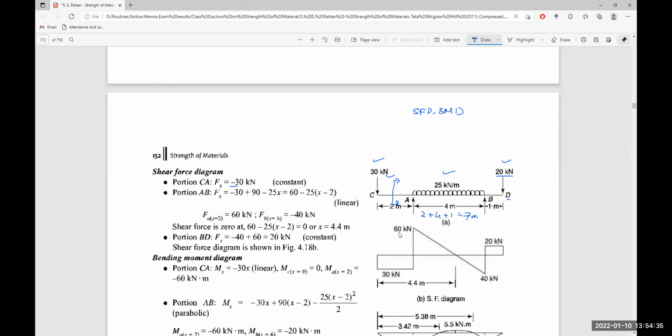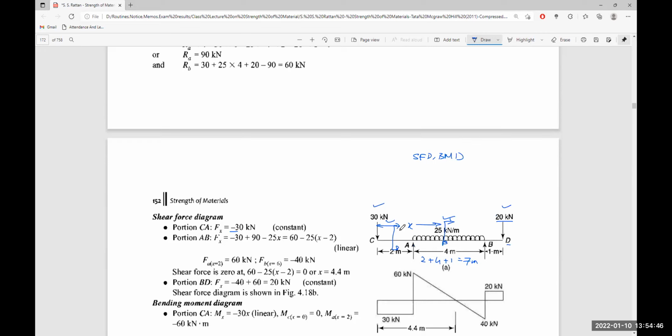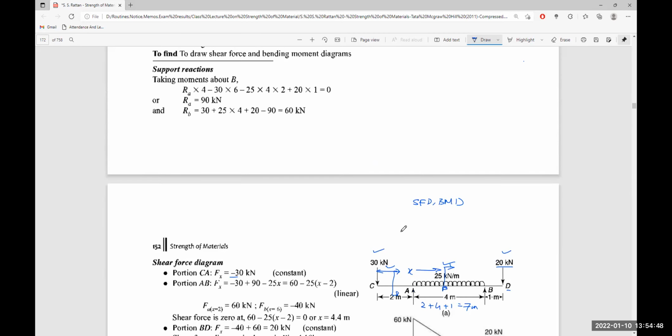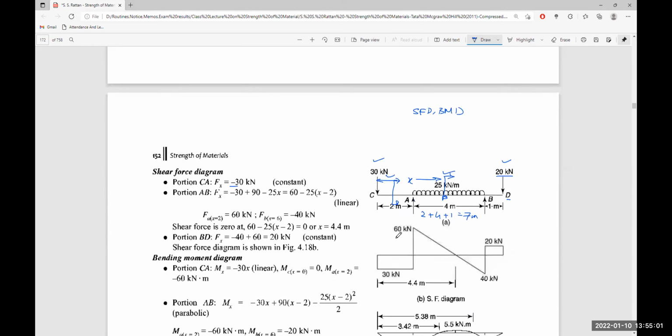Next, we take a section at a distance x from the left end. First of all, we have calculated the reactions at A and B. By taking moments about B, the reaction at A, RA, becomes 90 kN and the reaction at B, RB, is equal to 60 kN. Both are acting upwards and positive in nature. Now, if we take a second section at a distance x away from C, what will happen?